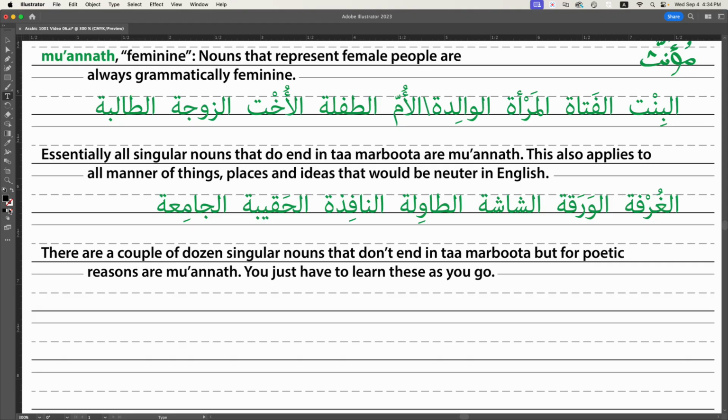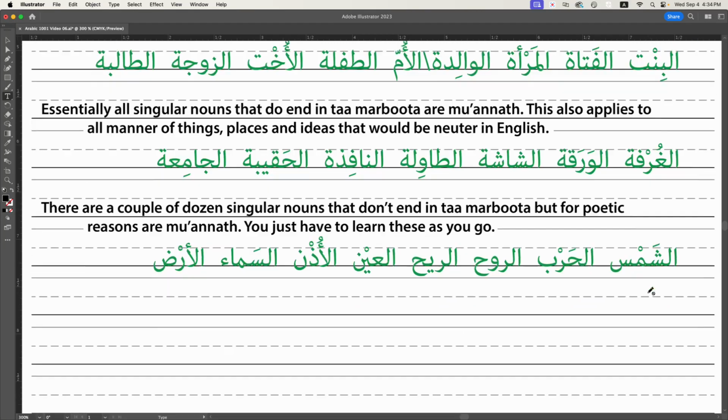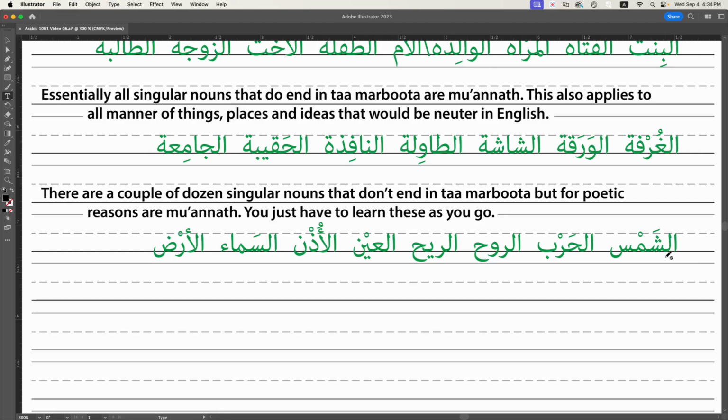There are also a couple of dozen singular nouns that don't end in ta marbuta, but for reasons that go back to pre-Islamic poetry are mu'annath, grammatically feminine, and you just learn these as you go. So here are some common examples. Ash-shams is the sun. In most Western cultures, the sun is male and the moon is female. It makes more sense this way, like in The Lord of the Rings, the sun is a girl and the moon is the boy. So ash-shams, even though it doesn't end in ta marbuta, is grammatically feminine.